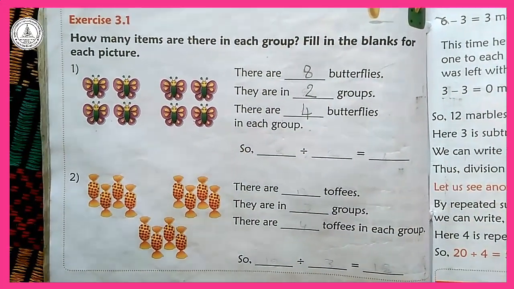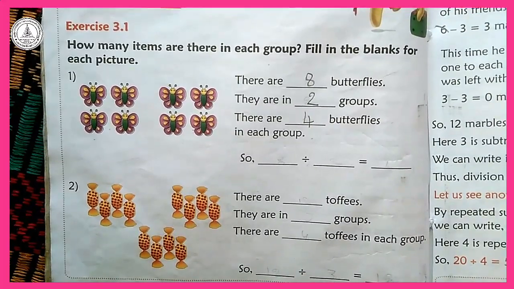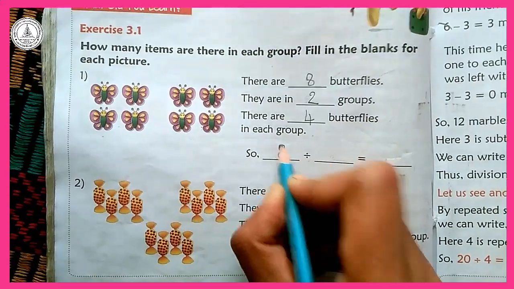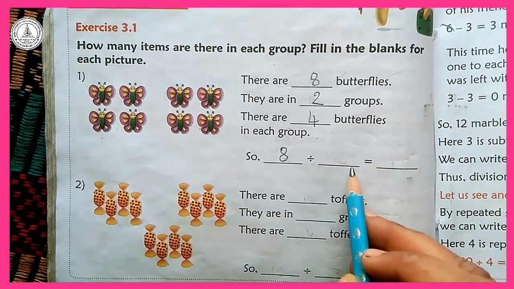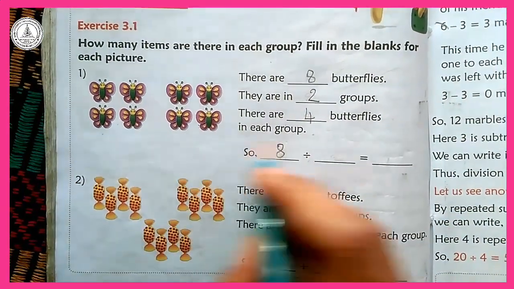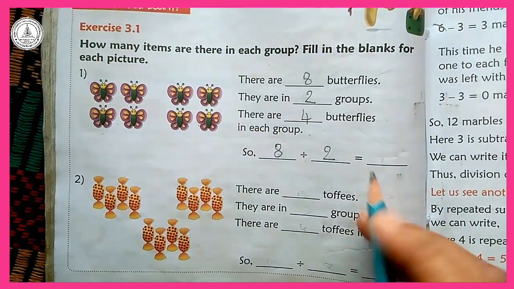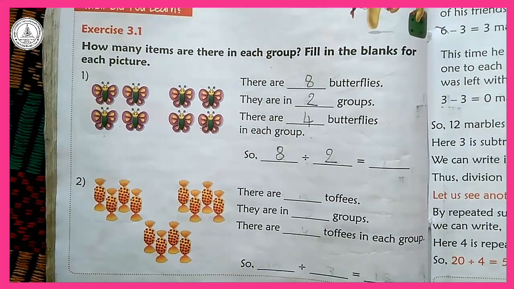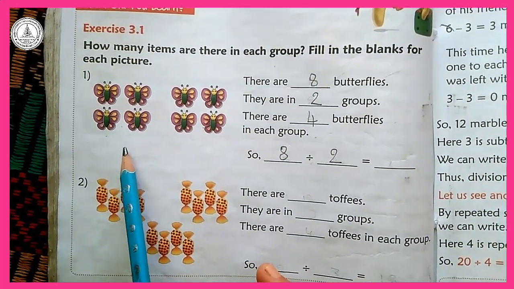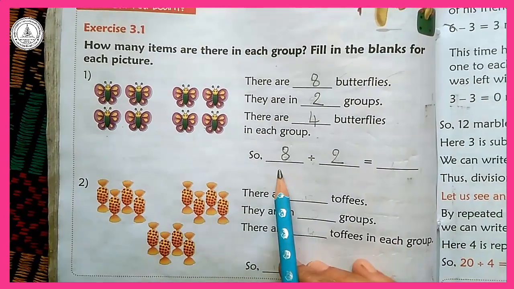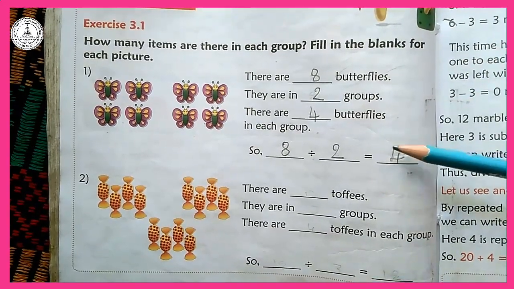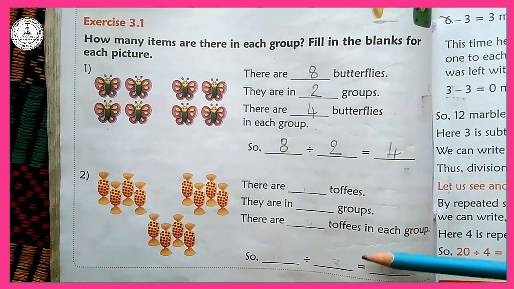So how can you write this as a division sentence? First you have to write down the total number of butterflies. How many are there? 8. Write down here 8. So 8 divided by, next, write down the number of groups. How many are there? 2 groups, right? So write down here 2. This is equal to the number of butterflies in each group. How many are there? See here, in one group we have 4 butterflies, right? So 8 divided by 2 is equal to 4. So students, I finished the first problem. Like that, you have to solve the second one at home.